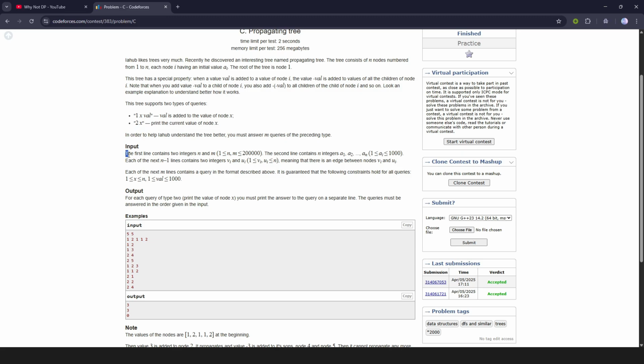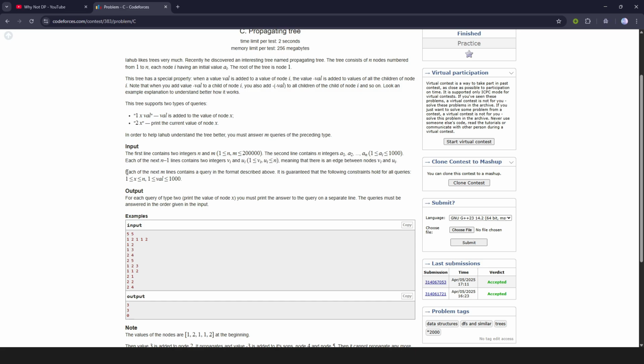In the input we will be given two integers, n and m, that can go up to 2 times 10 to the power 5, and the second line contains n integers, the initial values of the nodes of the tree. Obviously the tree is rooted at 1. Each of the next n minus 1 lines contains integers vi and ui, representing an edge between nodes ui and vi. These n minus 1 lines help us form the given tree.